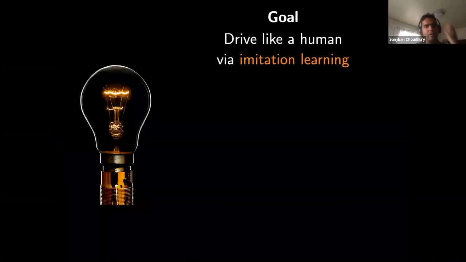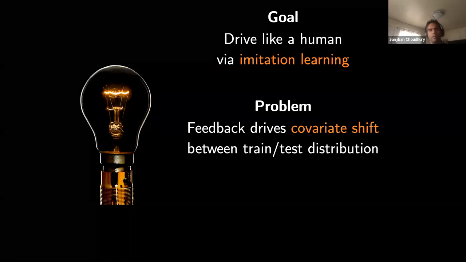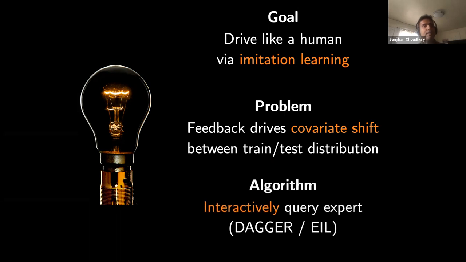Just to quickly summarize the first bit of the talk. Our goal was to drive like a human via imitation learning. We saw that we can't naively apply supervised learning even on the simplest of examples. This is because of the problem of feedback: the output of the robot feeds back in as input, and feedback drives a covariate shift between training and test distribution. Thankfully there's a fix. Instead of passively collecting data upfront, you need to interactively query the expert on the states the learner may visit. And we saw a couple of simple algorithms like Dagger and Yield that do just that.